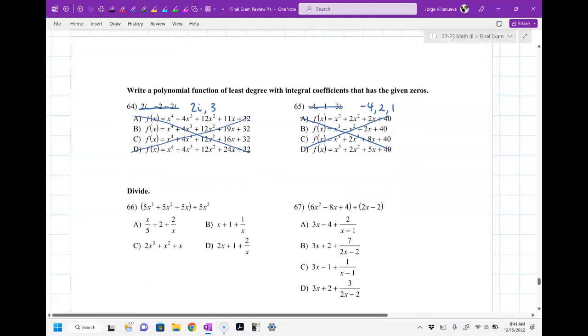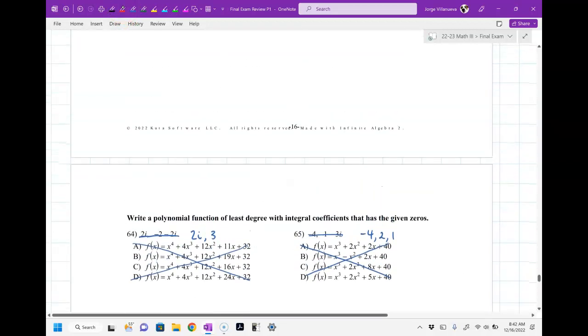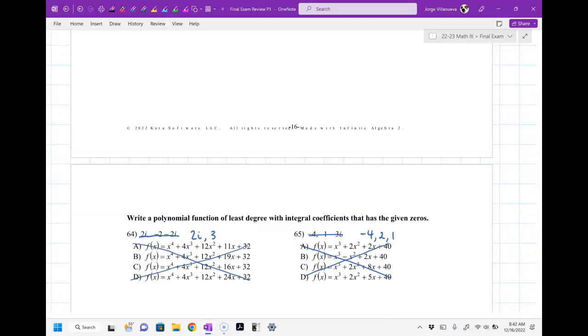Now, 64 and 65, these next couple are going to be kind of tough, okay? Let me write them up on top because there's a lot of space up there. 64 says to write an equation of least degree with integral coefficients with a given zero. They gave me 2 answers: 2i and 3. So that means I still have another answer, negative 2i, because every i has a positive and negative.